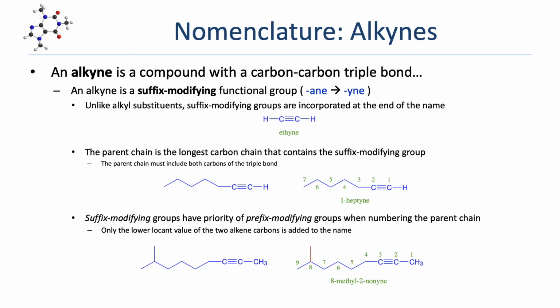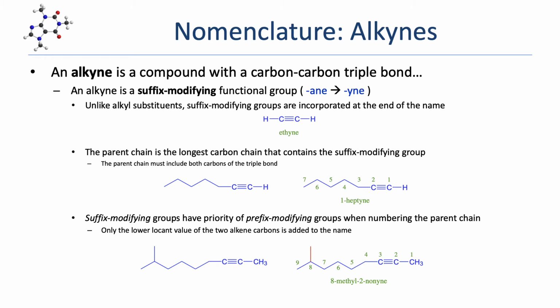Next, we have alkynes, which remember are compounds with a carbon-carbon triple bond. And just like with alkenes, alkynes are a suffix modifying group. Here we're changing the ane ending of an alkane to yne to designate that we have an alkyne. So the simplest alkyne would be a 2-carbon alkyne derived from ethane. Here we would change the ane ending to yne, so here we have ethyne.